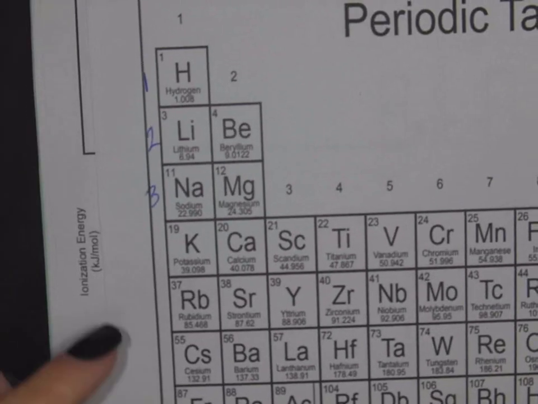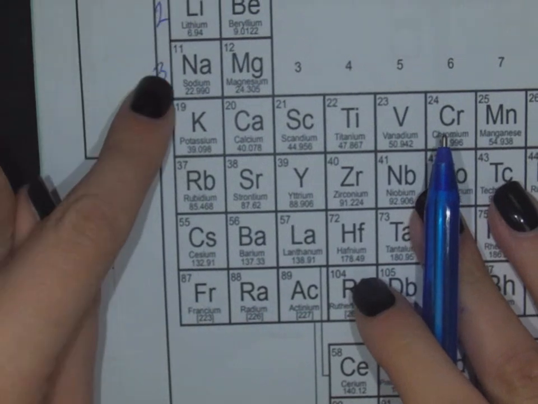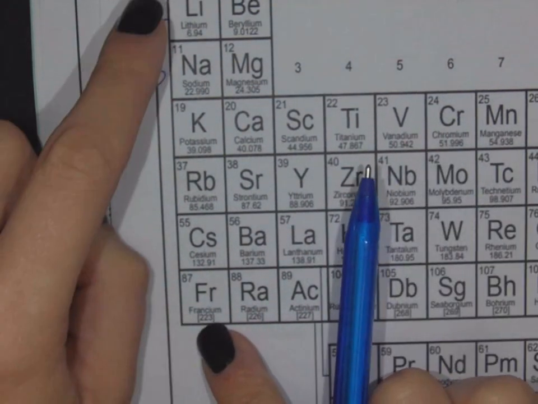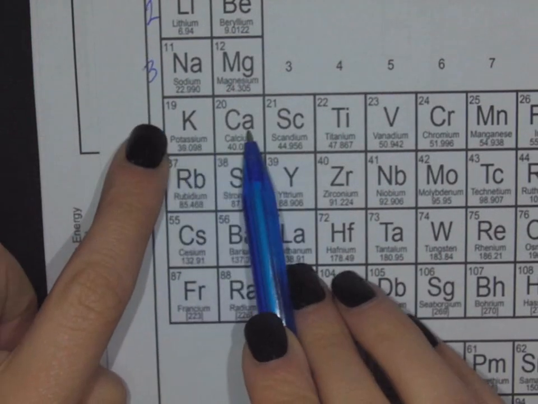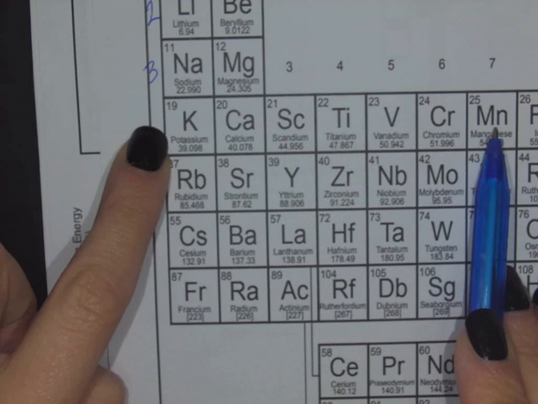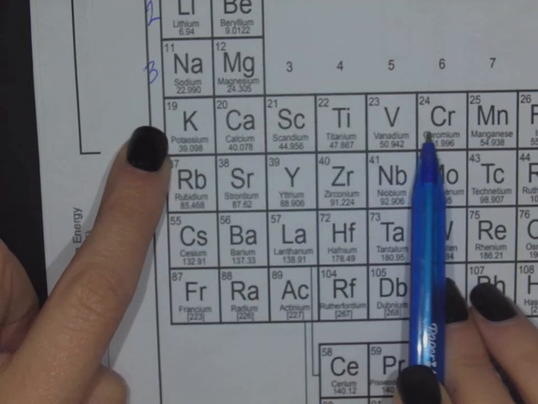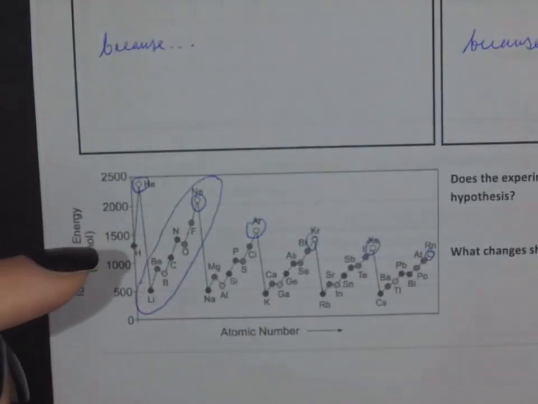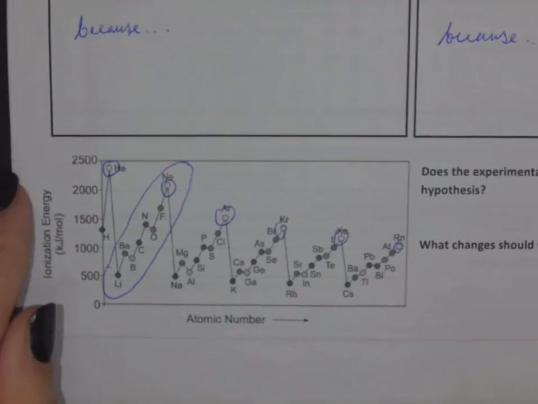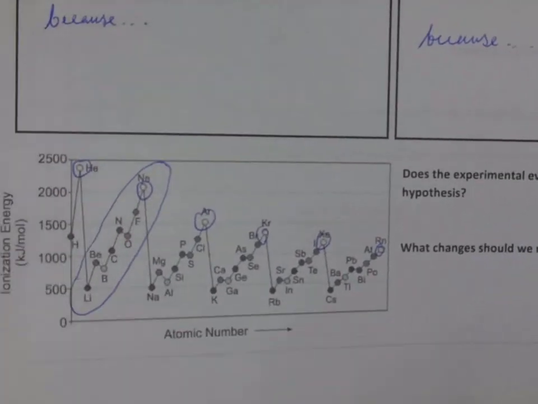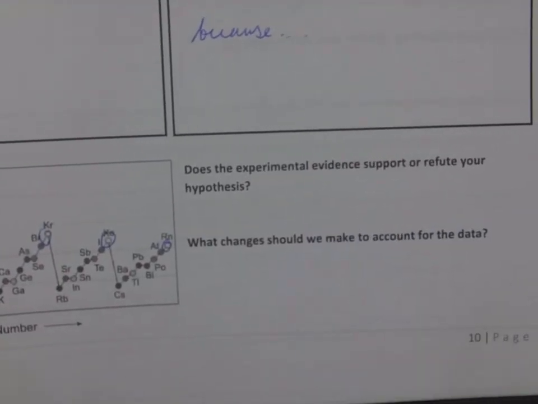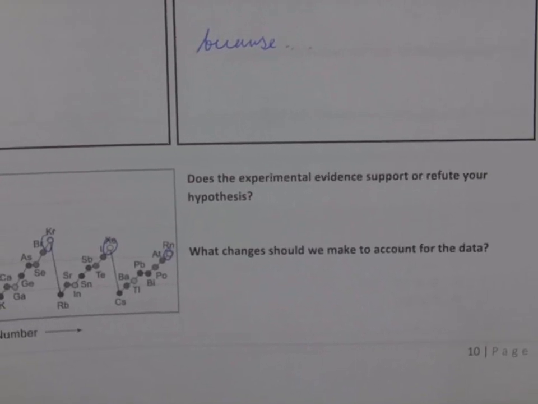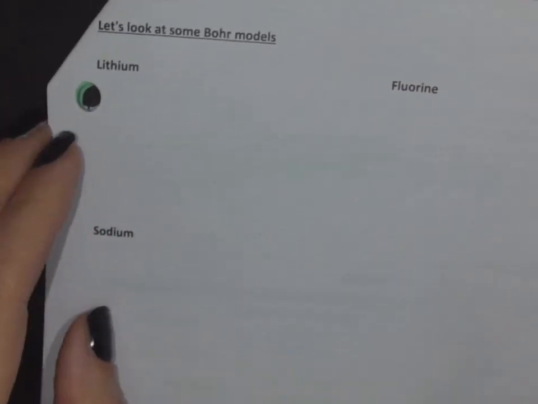Okay, so one more time. As we go down a group, the atomic radius increases, but the ionization energy decreases. And as you go across a period, the atomic radius decreases, but the ionization energy increases. So does this experimental data support or refute your hypothesis? Hypotheses, really, because you had more than one.